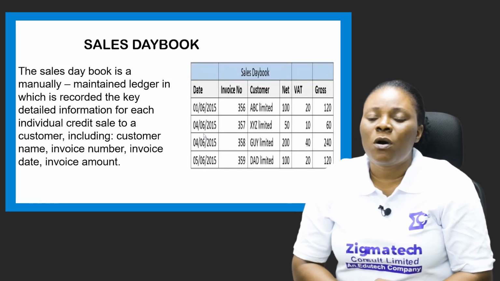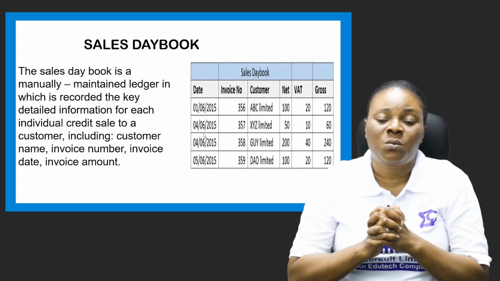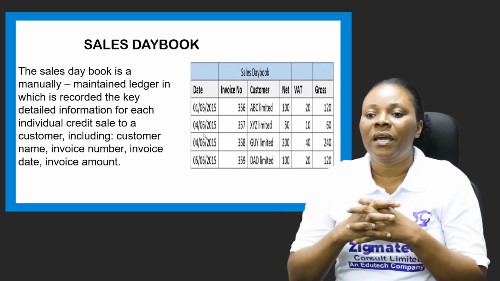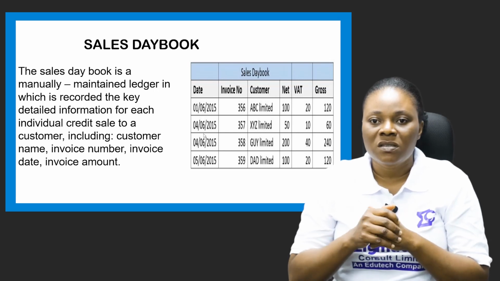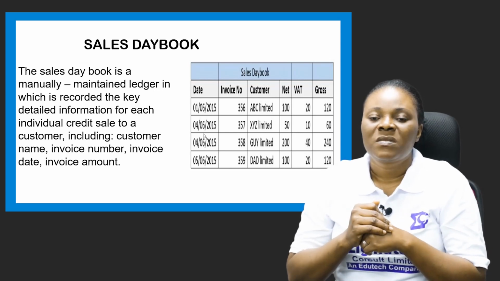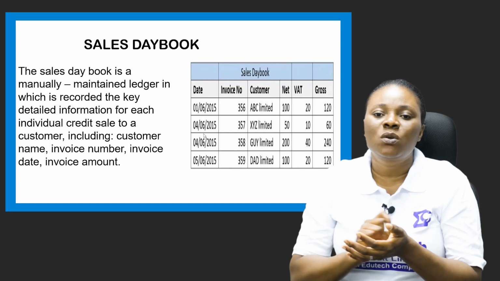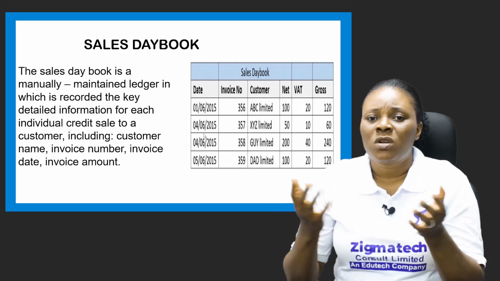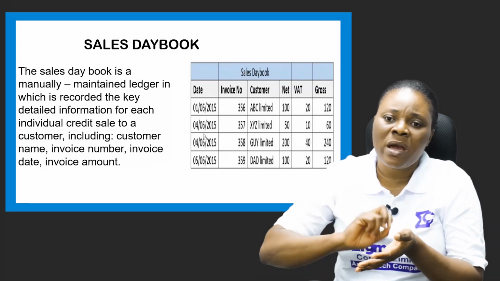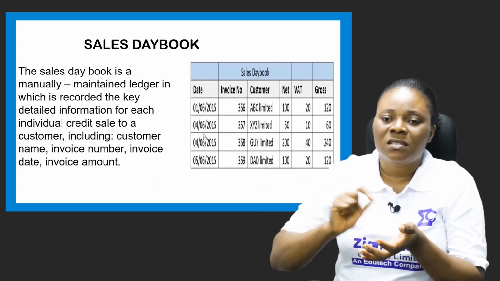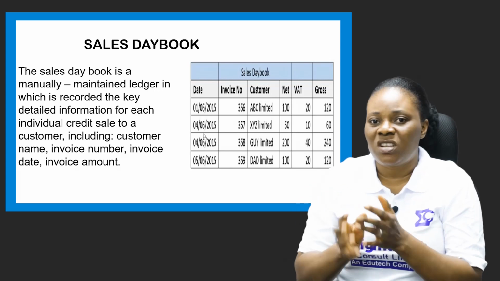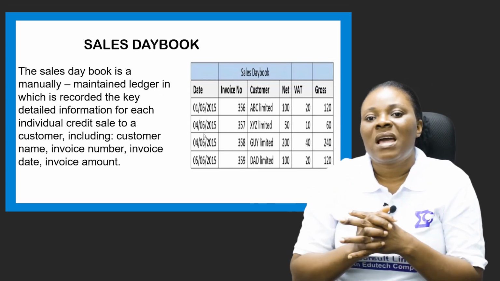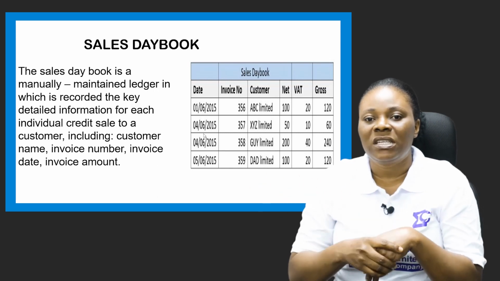The second type of document we look at, the sales documents we look at, is called the sales day book. The sales day book is a manually maintained ledger or a manually maintained book. What do we mean by this? That means it's a book where you manually write on it. That means it's not printed. You use your hand with a pen to record activities or items on it.